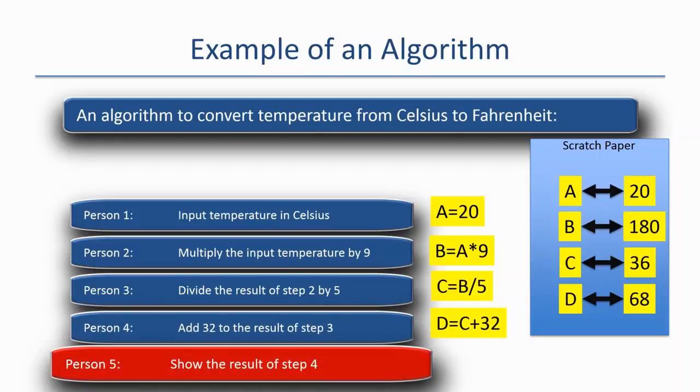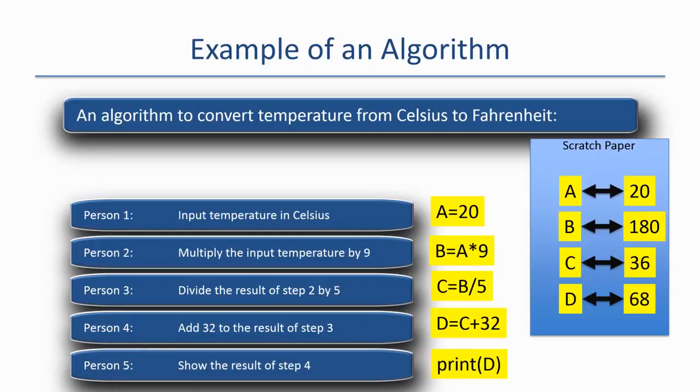Last, person 5 is supposed to show the result of step 4, and this is how we say it. Show the value of D. Basically, in computer programming, this is how we'll say it. It says print the value which is associated with the identifier D. Again, I should emphasize that A, B, C, and D are identifiers which are associated with the numerical values of 20, 180, 36, and 68.